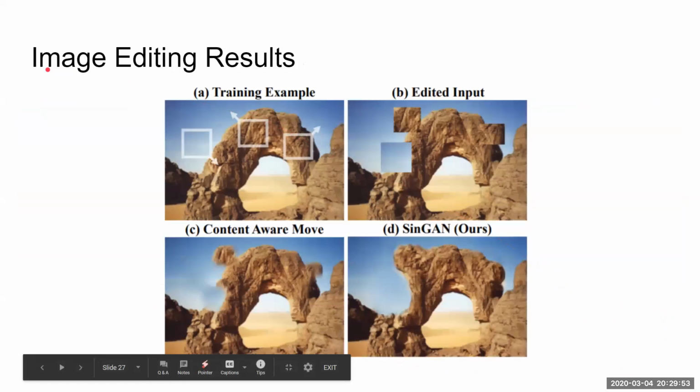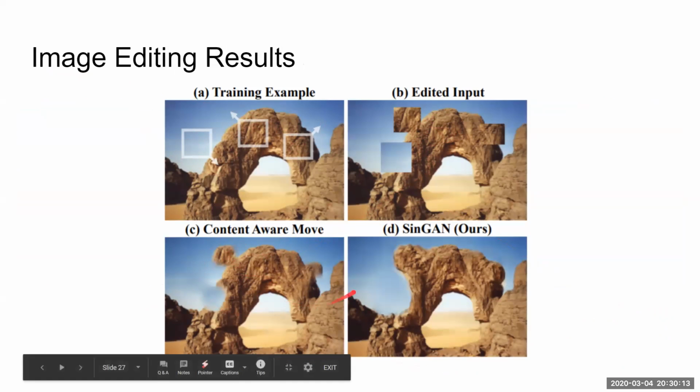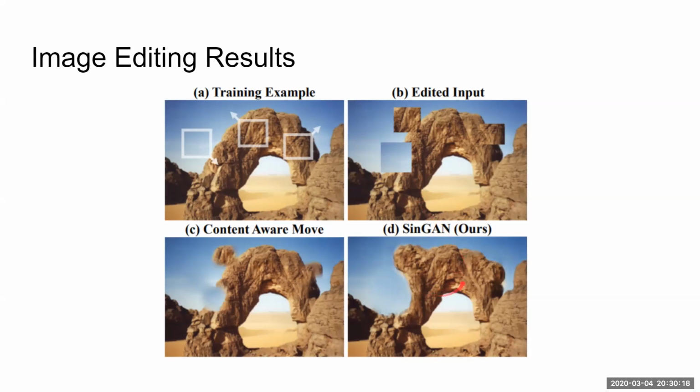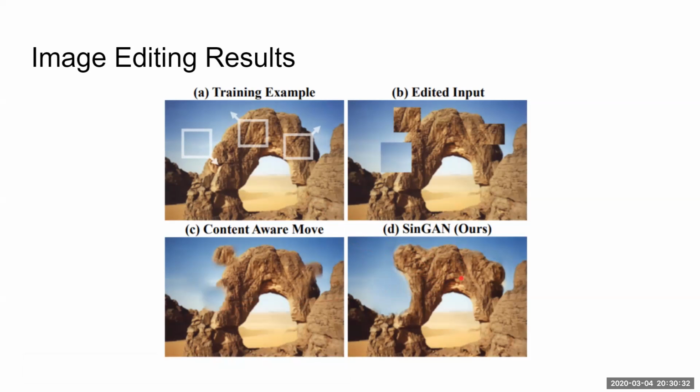These are the results of image editing. If we move this patch here and this here, the edited input is like this one. And this is the result of content aware move, which is used in Photoshop. You can see that SinGAN naturally blends these patches, and it samples a convincing image which looks very similar to the training image. And these patches are not very visible in the SinGAN example.